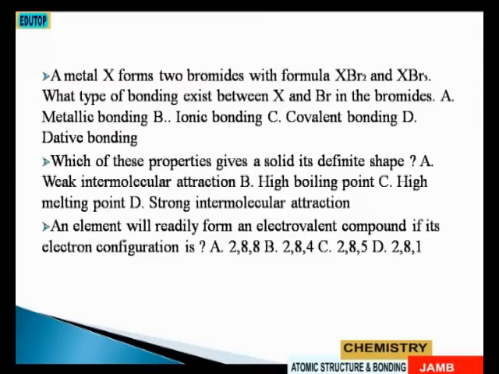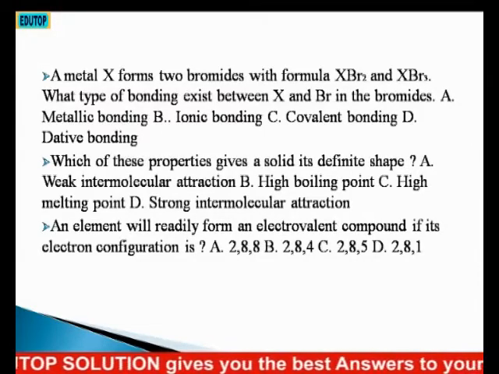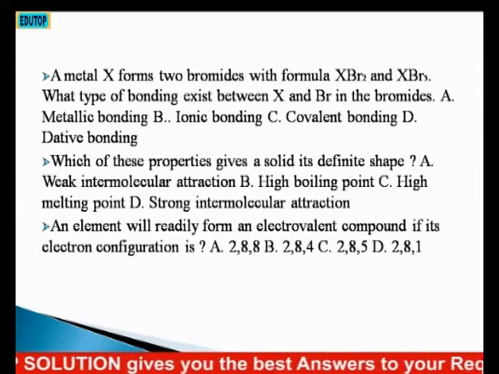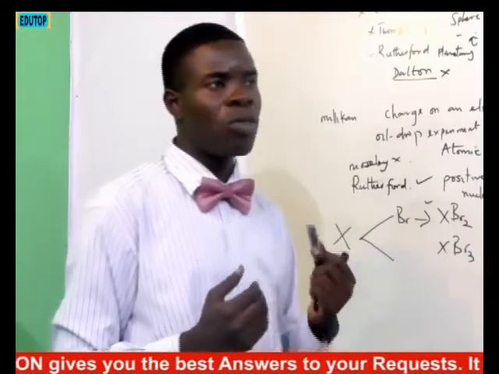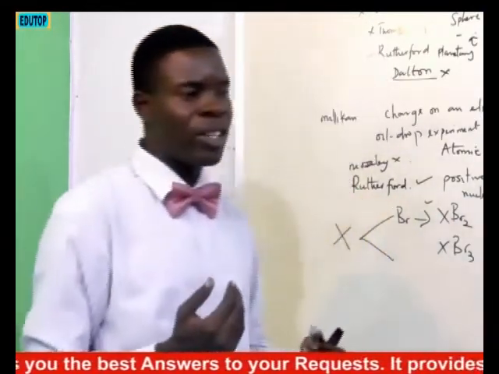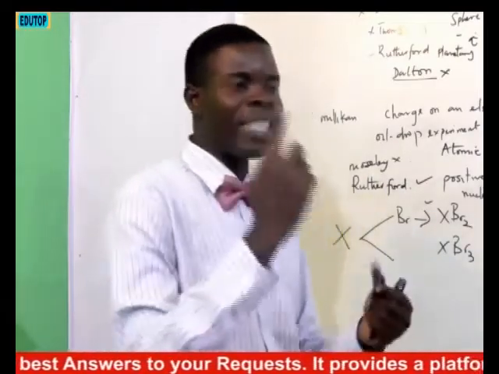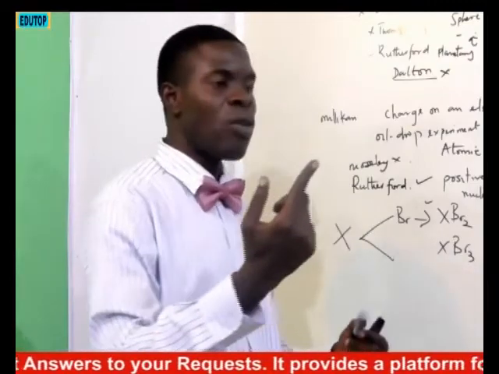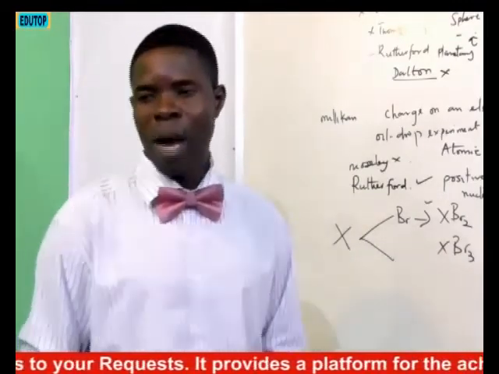Then question 8. An element will readily form an electrovalent compound if its electron configuration is. So we know that the only factor that can make an element readily form an electrovalent combination is if it has one valence electron which it can donate with ease. So let's see the options that we have got.